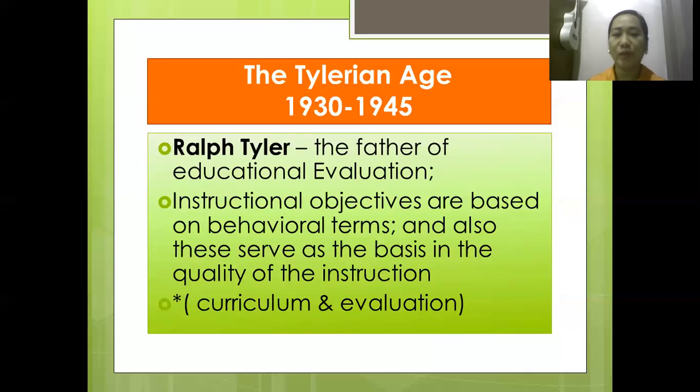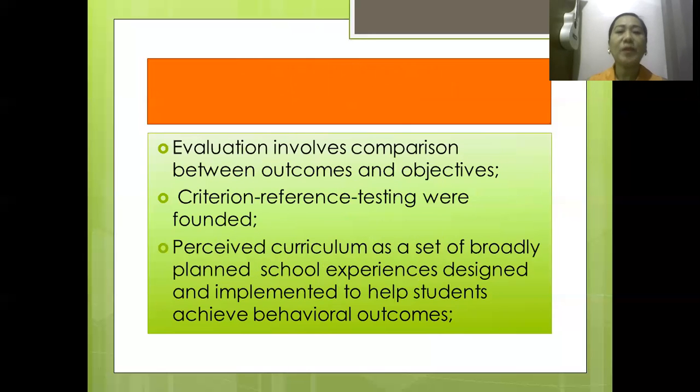How good is the curriculum? How excellent is the curriculum? How practical and how applicable are the curriculums? Evaluation involves comparison between outcomes and objectives. So this used criterion-referenced testing, and at this point in time, they perceived curriculum as a set of broadly planned school experiences designed and implemented to help students achieve behavioral outcomes. When you say behavioral outcomes, that means it is criterion-referenced testing.